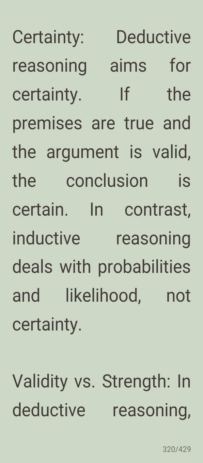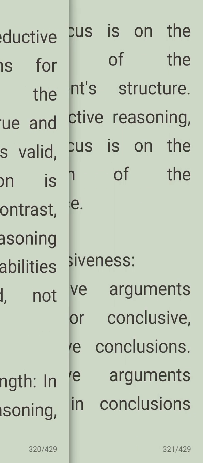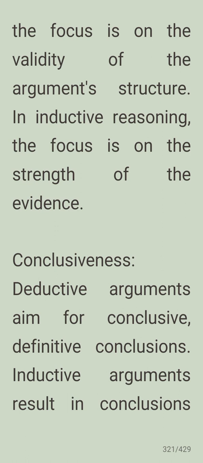Deductive reasoning aims for certainty. If the premises are true and the argument is valid, the conclusion is certain. In contrast, inductive reasoning deals with probabilities and likelihood, not certainty. Then validity versus strength. In deductive reasoning, the focus is on the validity of the argument's structure. In inductive reasoning, the focus is on the strength of the evidence.